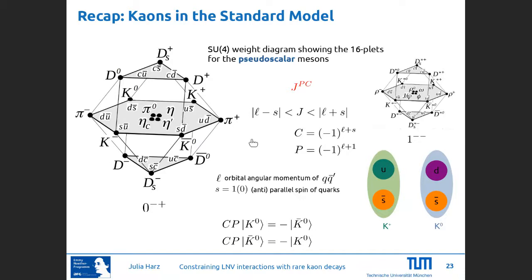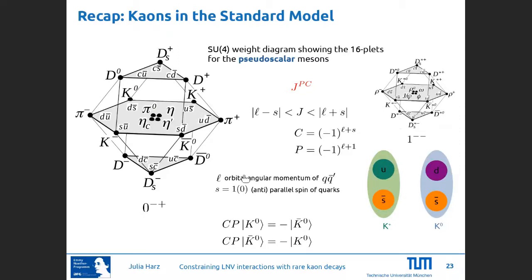So this is this typical 16-plet for the pseudoscalar mesons. You see here we have the typical pions, we have the kaons and the D mesons. And we can distinguish between pseudoscalar ones and vector ones, where L is the orbital angular momentum of the q q-bar pair. And then S is 0 or 1, depending on whether the spins of the two quarks in the meson are antiparallel or parallel.